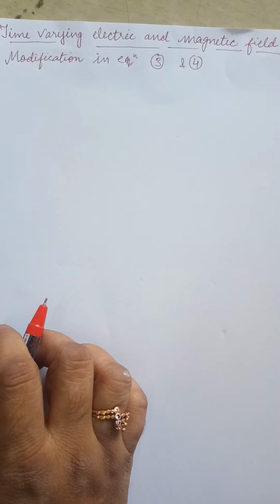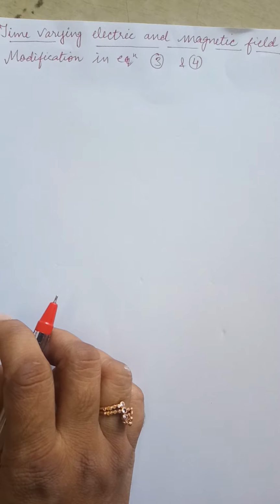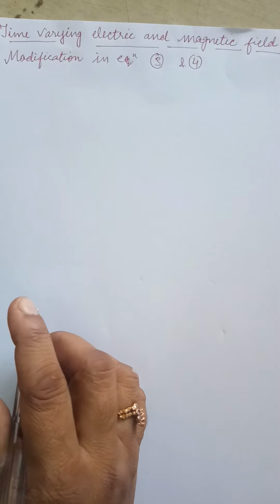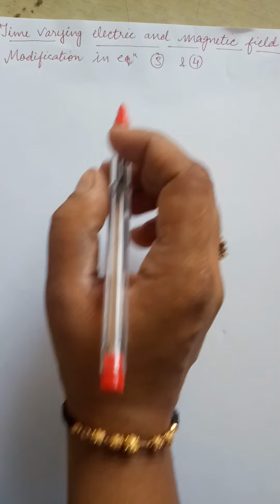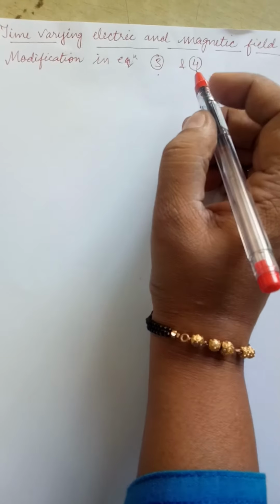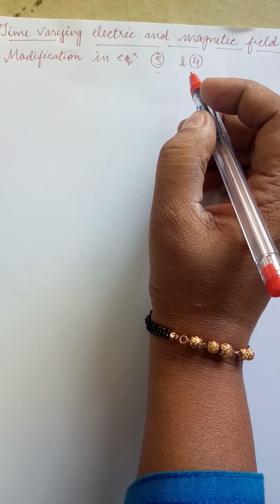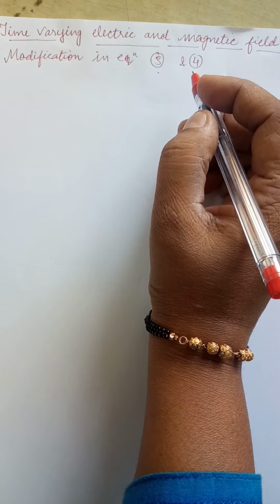Hello students, let me derive the Maxwell's equations when the field is changing with time, that means the time varying electric and magnetic field. So when we have the time varying electric and magnetic field, there will be a change in equations number 3 and 4 of Maxwell's equations. So let us see the third equation, how does it get modified.